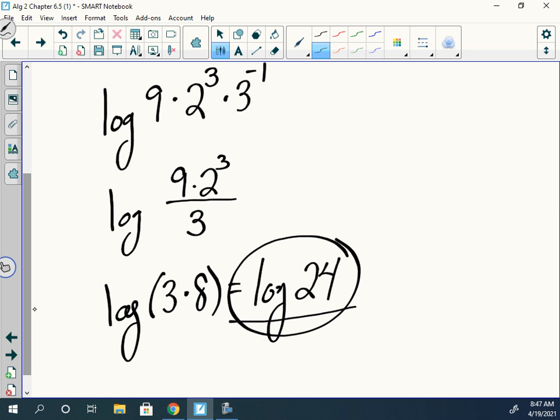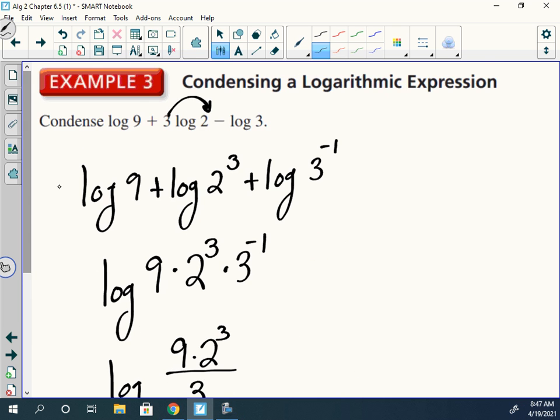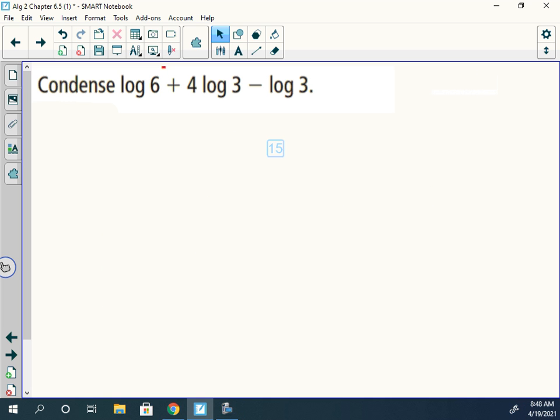I can also go back and type in log of 9 plus 3 log of 2 minus log of 3, hit enter and see, do I get the same thing? Because if I do, then yes, those are the same answer. If I don't, okay, something went a little awry. Any questions on this condensing here? Let's look at this next one here.